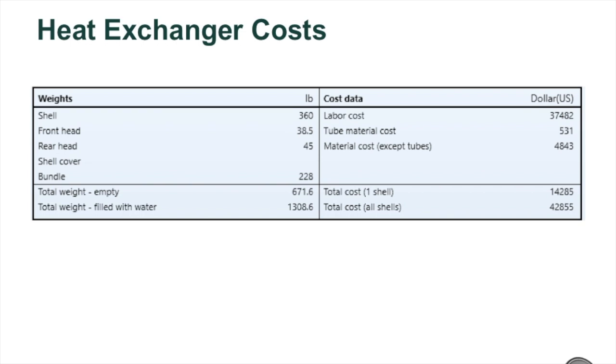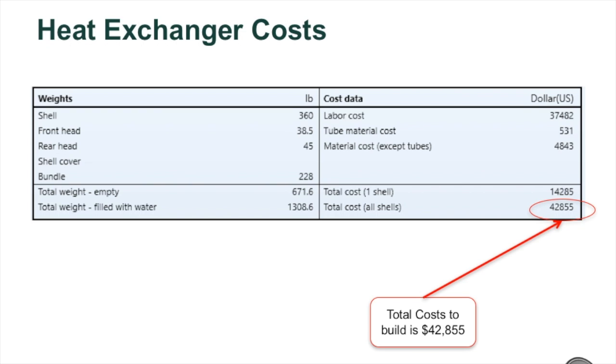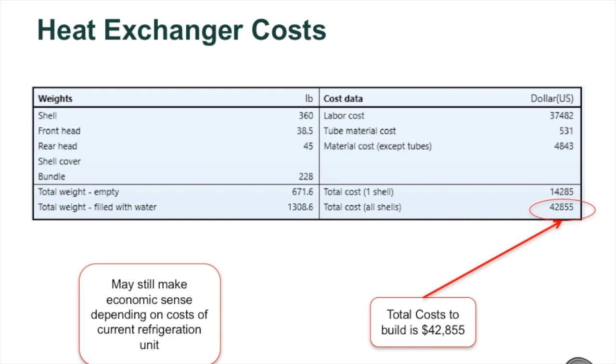In designing this heat exchanger, the total cost would be $42,855. The cost to build the heat exchanger may still be worth it, even though we weren't able to achieve the 1 megawatt of heat load output. Depending on the cost of the refrigeration cycle, it could still be cost efficient to build the heat exchanger and take some of the load off the high cost refrigeration unit.